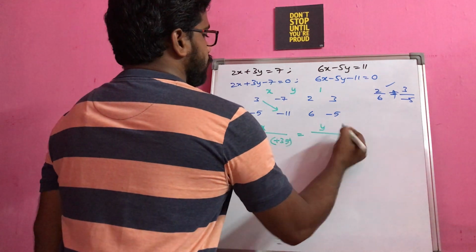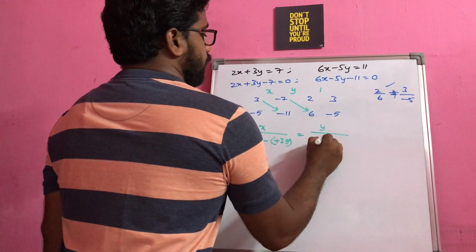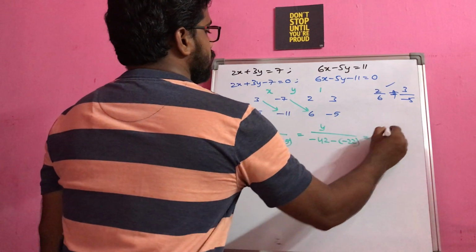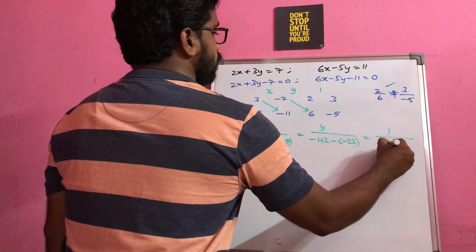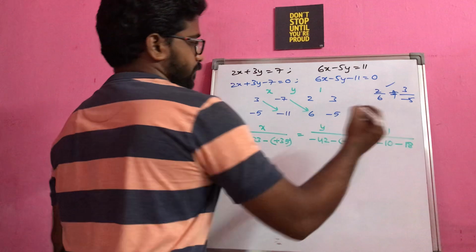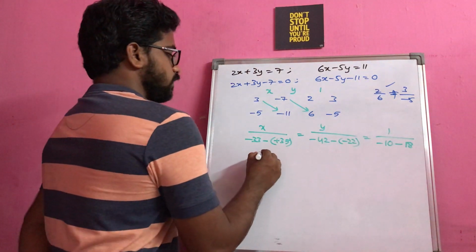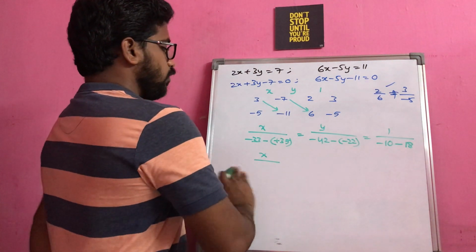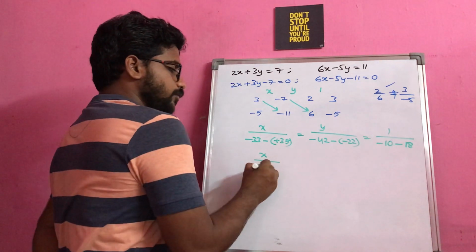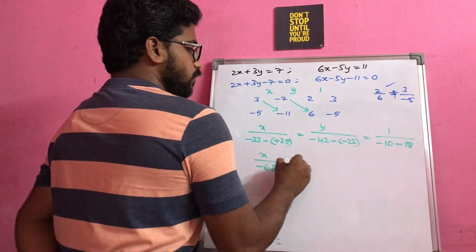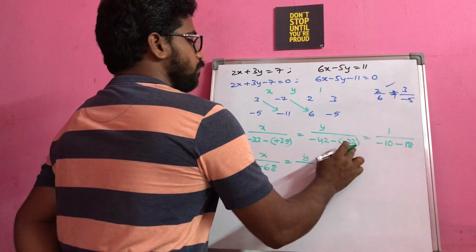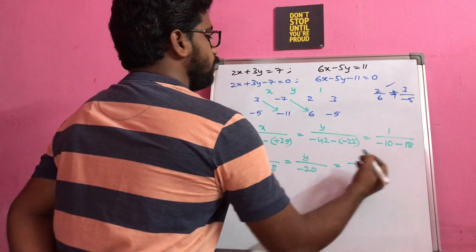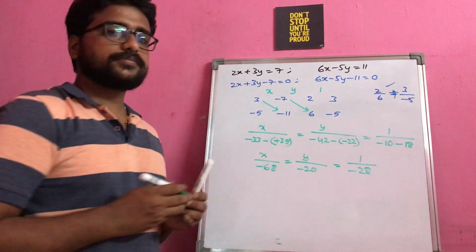This is equal to y divided by, from left to right, minus 42 in between minus and then minus 22, is equal to 1 divided by minus 10 and then in between minus 18. Okay. So this is equal to x divided by, sorry, not 2, minus 33 minus 35, that will give you minus 68. Coming to the next one, y divided by minus 42 plus 22, that is minus 20, is equal to 1 divided by minus 28. Okay.